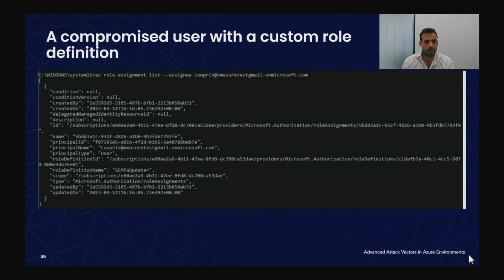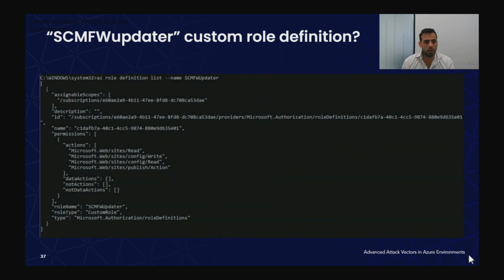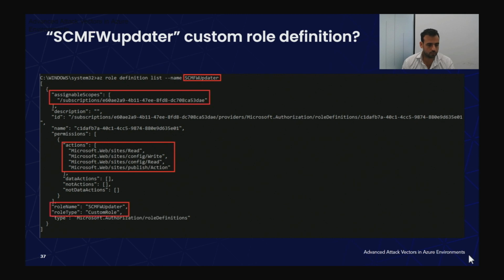Great. So we are starting by enumerating. The attacker obtains a user account called low privilege user. Then he enumerates his current role assignments and discovers that he has the SCM FW updater role definition name. So the attacker needs to know exactly what those permissions are. So he enumerates this role definition and discovers that the actions of that role definition allow him to do some manipulations on the function apps or sites. This custom role definition's scope is over the subscription.